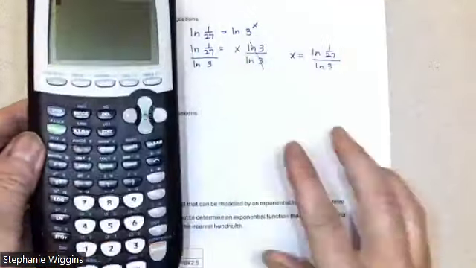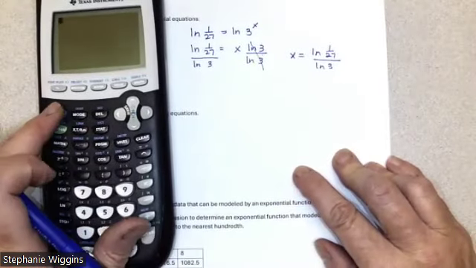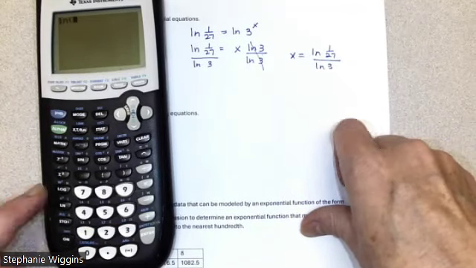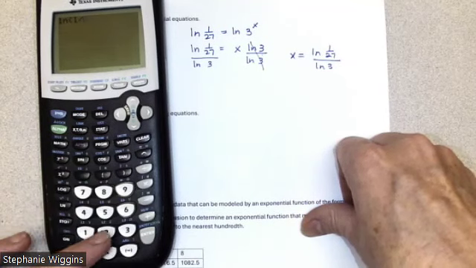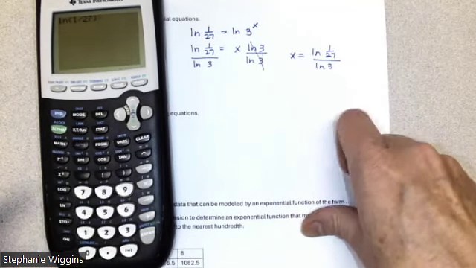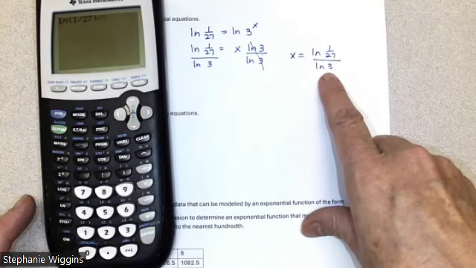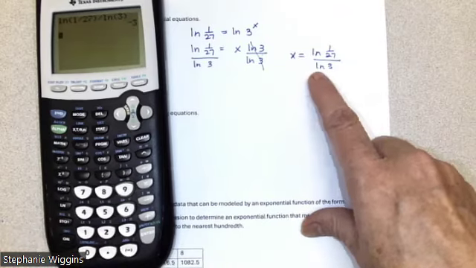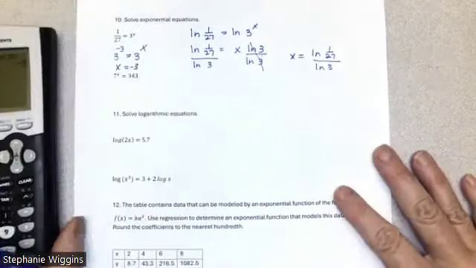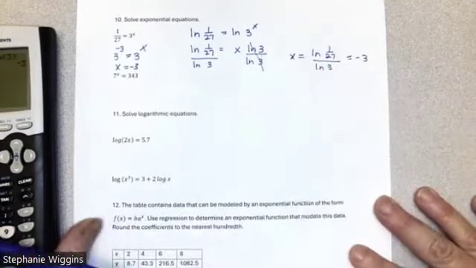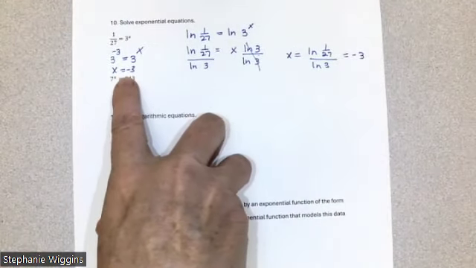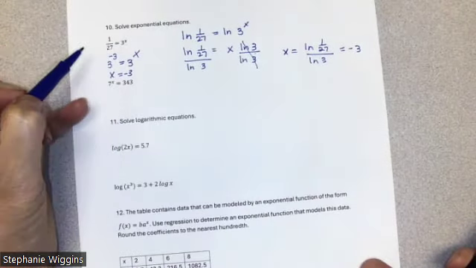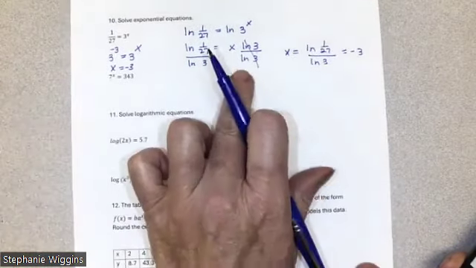And so using your calculator, you would just take the natural log of 1 divided by 27, and then you would divide that by the natural log of 3, and you can see you get negative 3. So this is obviously the quicker way of doing it, but like I said, if you don't see that you can write 1 over 27 as 3 to the negative 3, you can always use this method here.